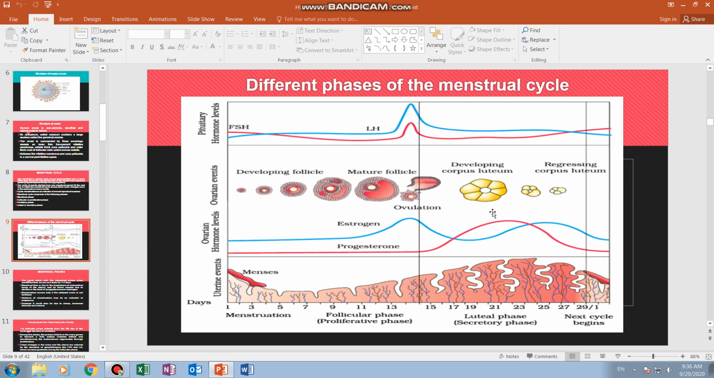This phase is also called the secretory phase because during this phase, a nutritive fluid is secreted into the uterus for the development of the fetus. That is why this phase is called the secretory phase. And after that, in case the egg is not fertilized, the next cycle begins with menstruation, the menstrual flow starts.